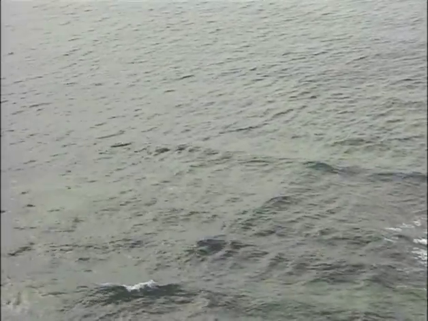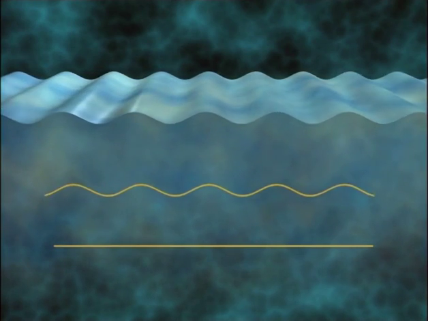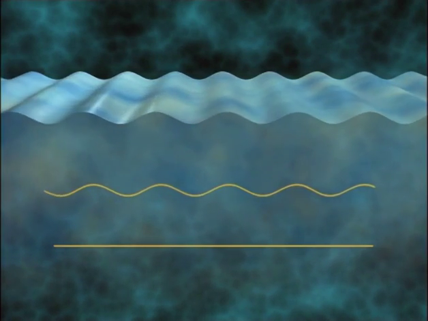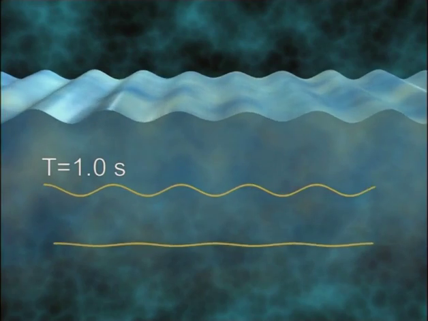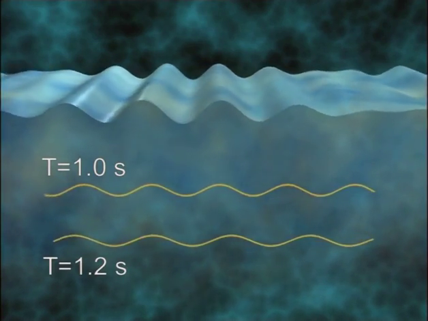Sometimes they annul each other, cancelling each other out. This effect, known as destructive interference, is hard to see on the ocean surface because there is nothing there. It's easier to look at interference in graphic form. Here a wave with a period of 1 second is added to a wave with a period of 1.2 seconds.